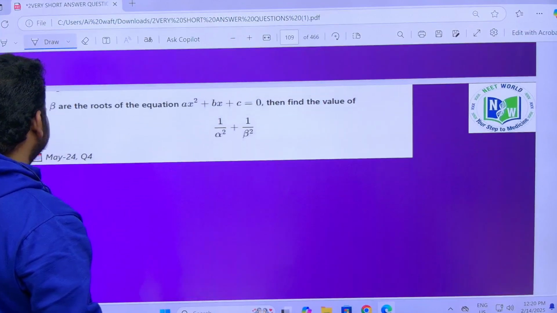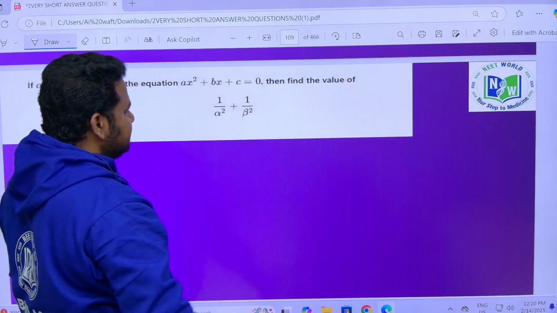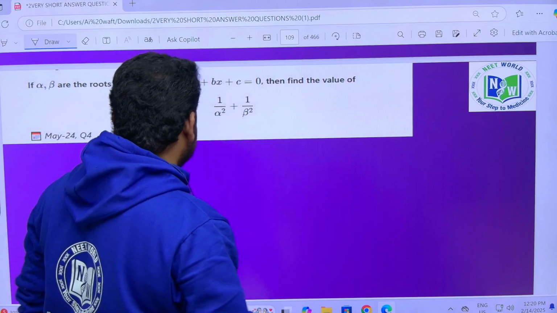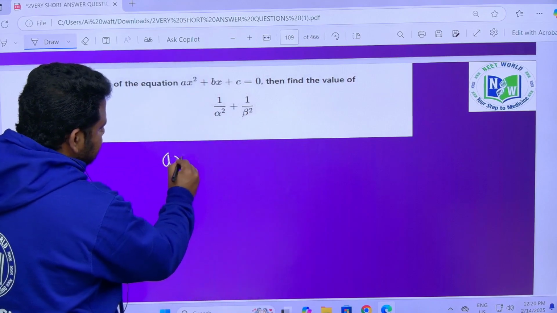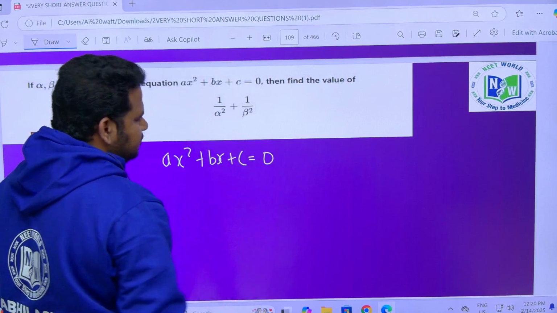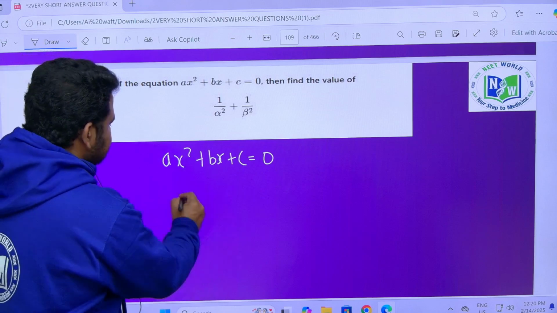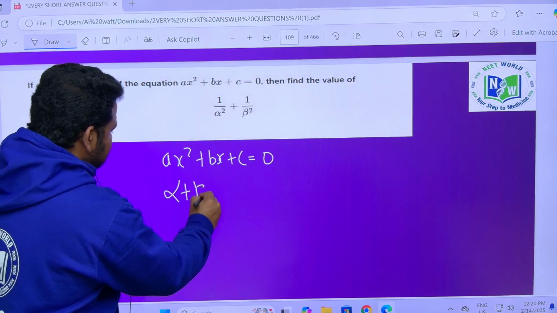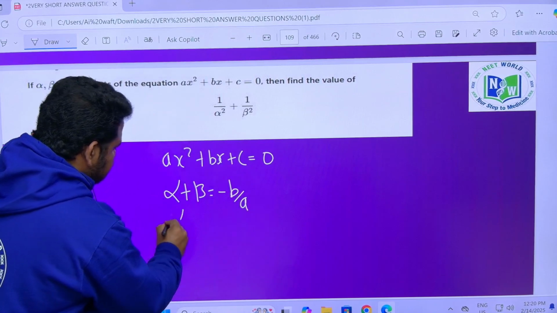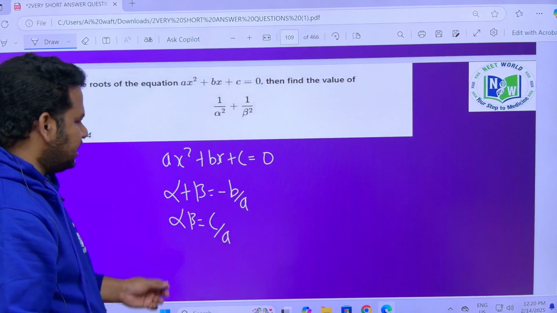Next question, see here, friends. They have given alpha and beta are roots of the equation ax square plus bx plus c is equal to 0. Then find the value of 1 by alpha square plus 1 by beta square. Now let us see the relation between roots and coefficients, which we know: the sum of the roots, alpha plus beta, is minus b by a, and the product of the roots, alpha beta, is c by a. Got it?